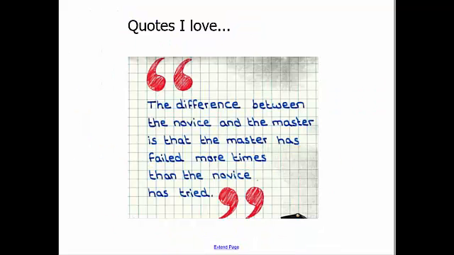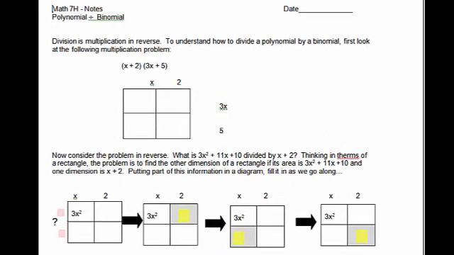To get started, here's a quote I love. The difference between the novice and the master is that the master has failed more times than the novice has tried. We are in your notes, dividing a polynomial by a binomial.